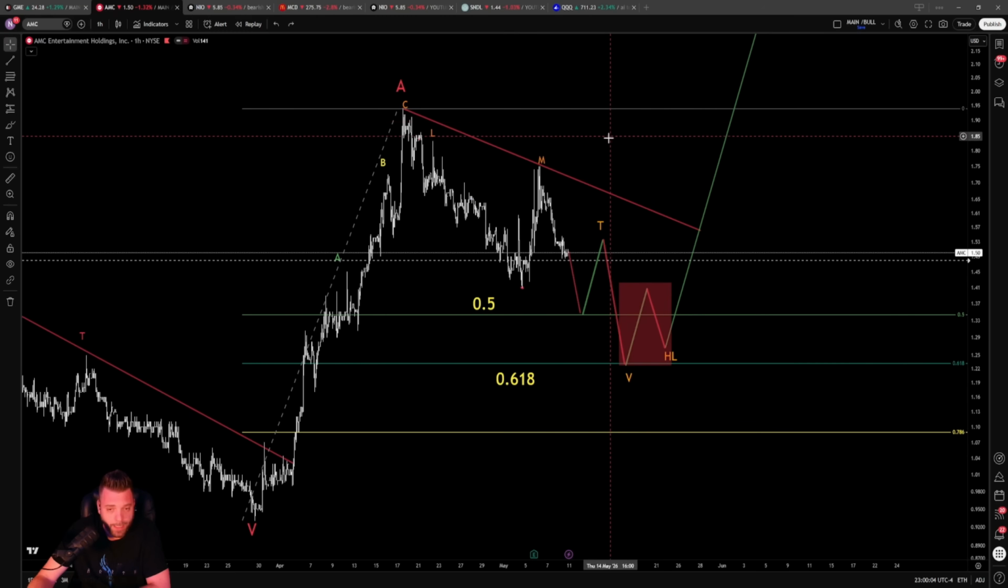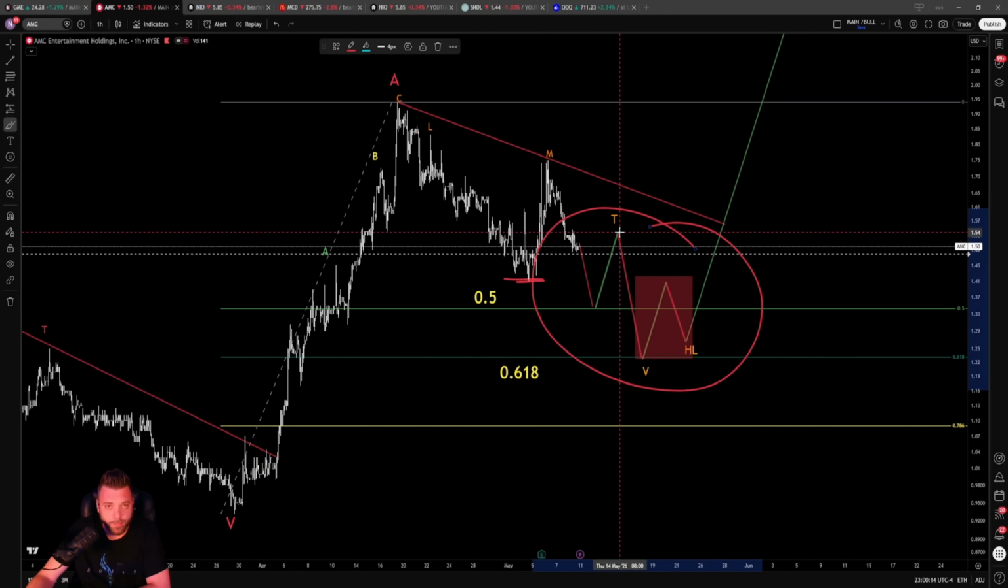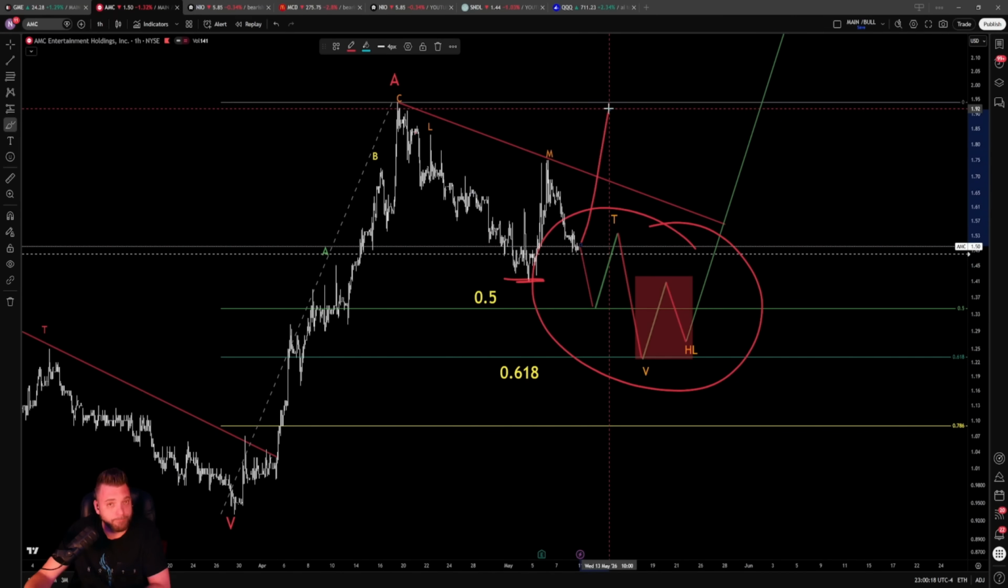Just to have this odd, if you touch or break 141, this level here, you will do this. End of story. If you just go up from here, you're doing version 1.